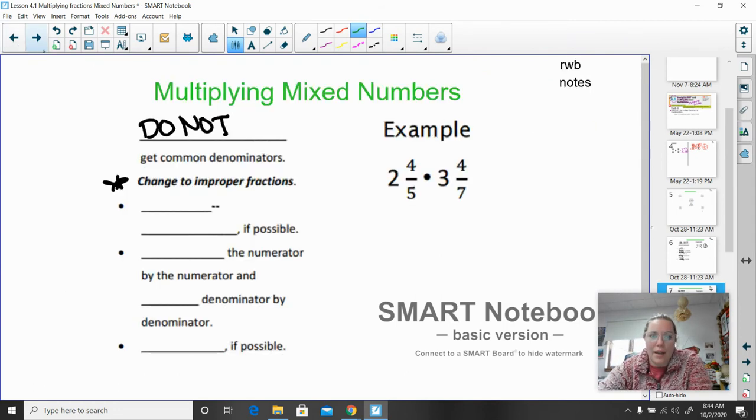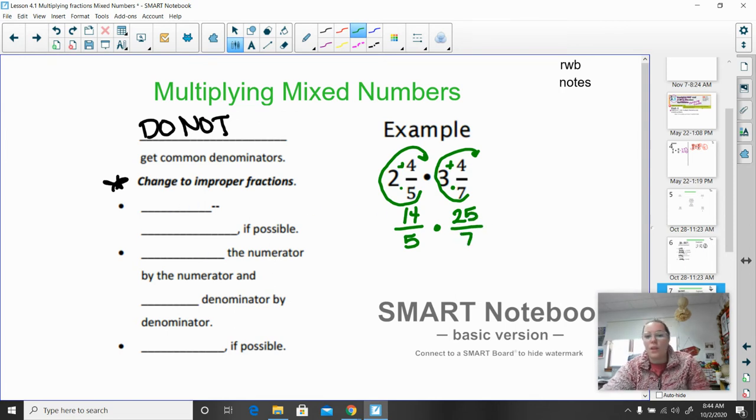So if we go back here, we have to turn these into improper fractions. So we already did this one. I'll show you again. We're going to do a cartwheel. 5 times 2 is 10, plus 4 is 14, over 5, multiplied by, cartwheel here, 7 times 3 is 21, plus 4 is 25 over 7. So we've got our improper fractions, okay? This is kind of our step number 1 here.